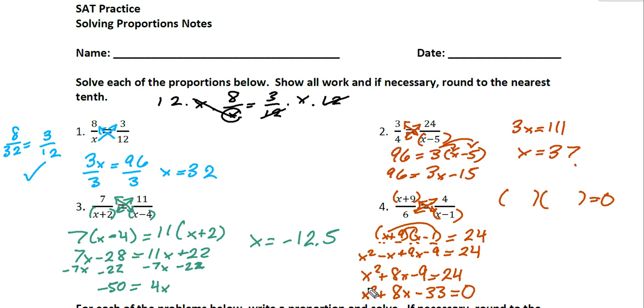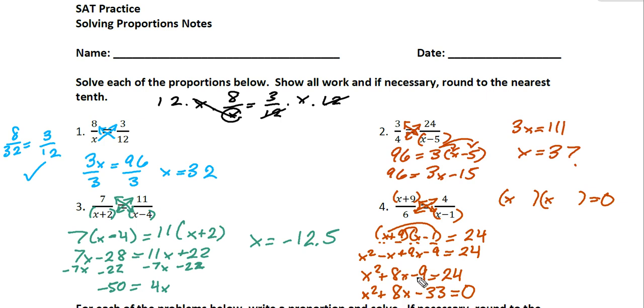it's just a binomial times a binomial. Right, and we're going to use that guess and check method. So x squared, the only way we're going to get that is x times x right there for those first two terms. And then to get that negative 33, that's the result of multiplying the last two terms. So different ways we could get negative 33 would be, of course, negative 33 times 1 or 33 times 1.